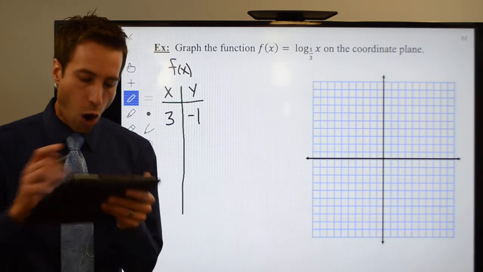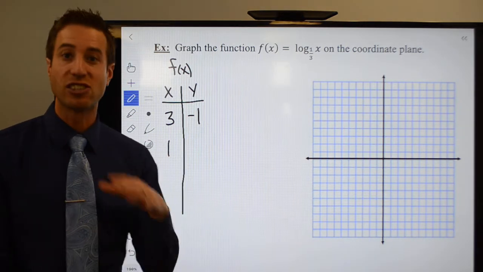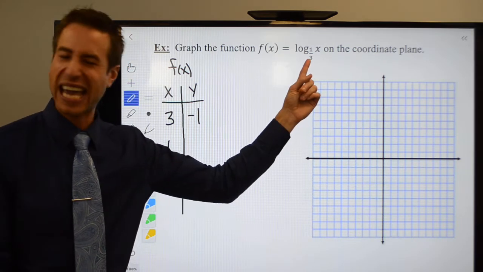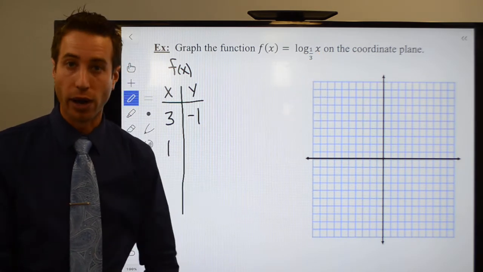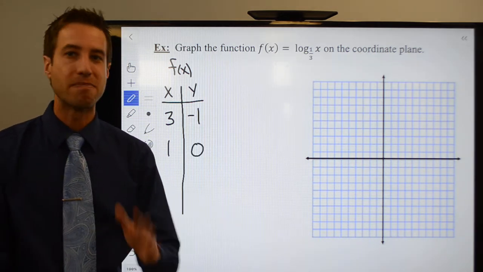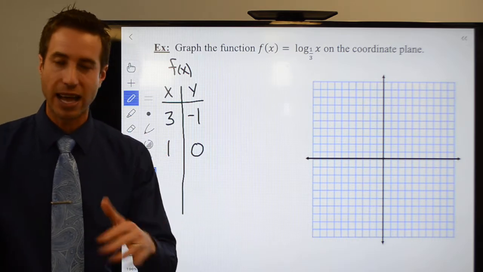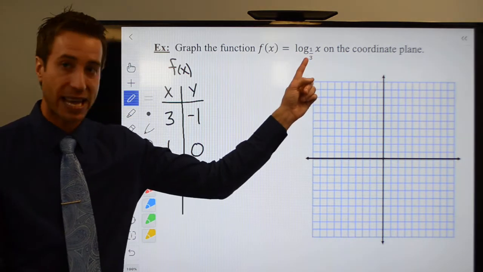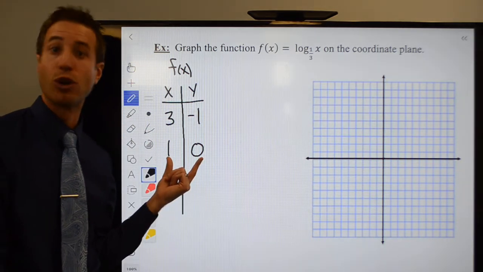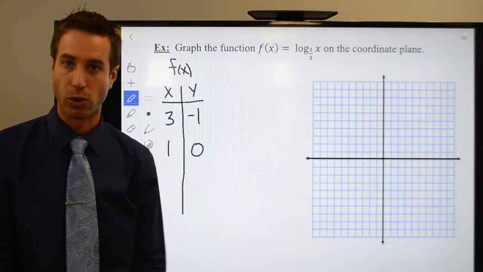You're also always going to want to plug in an x value of 1 because it doesn't matter what the base is. Log any base of 1 is going to be 0. And again, feel free to do that as many times in your calculator as you need to satisfy yourself. I'm not lying to you. I'm telling you the truth. Log any base of 1, you're going to get 0. And there's that point I told you would always show up as long as there are no transformations. We're going to go through the point 1, 0.